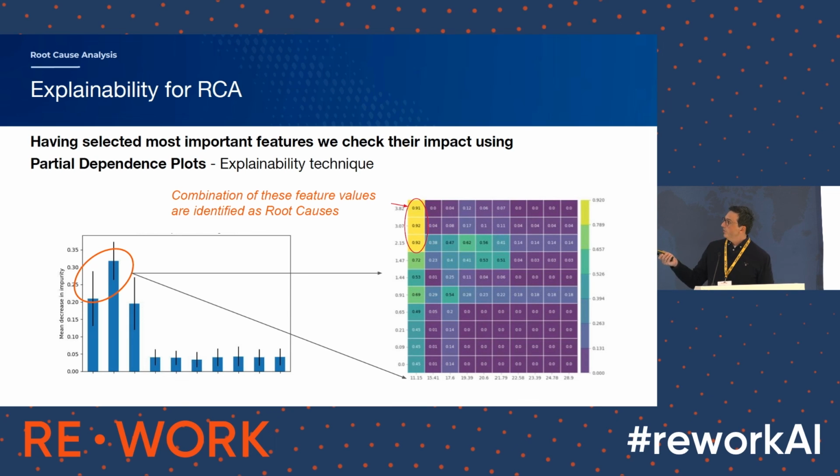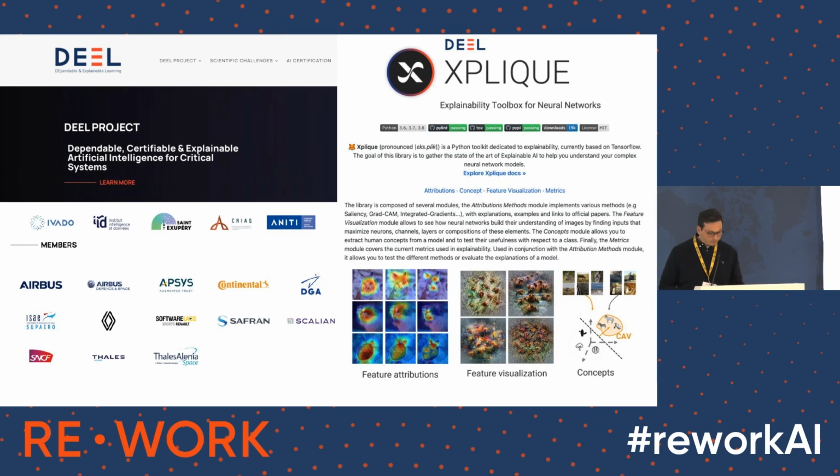So obviously this region, so if these conditions occur, one variable very small, the other very high, an anomaly will happen. So the combination of these values of these features is identified as a root cause. Because you clearly have, in a statistical sense, if these two conditions occur, you will have an anomaly. So this is very interesting. And of course, this is only the beginning.